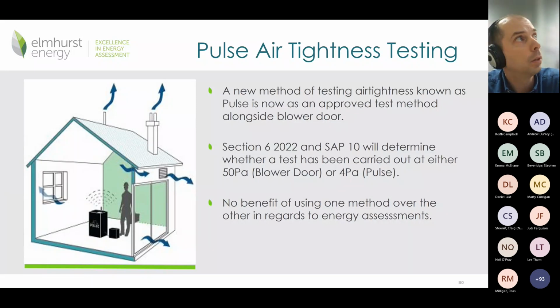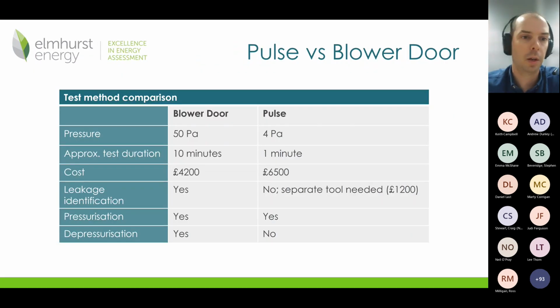There's a new method that's come along called pulse, which now sits alongside the blower door as an approved test method. So testers can use either method. You don't get a benefit in terms of SAP for using one or the other. They're just alternative ways of testing. Right. There are some differences between the methods, mainly around speed.